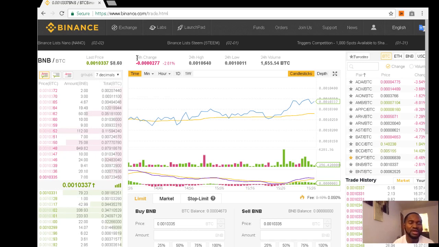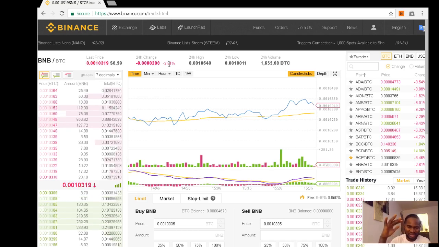Okay, now as the price changes in the markets each day, it gives you the 24-hour change, and it tells you if it dropped 2% within that 24 hours. That is not your loss, but the market dropped.